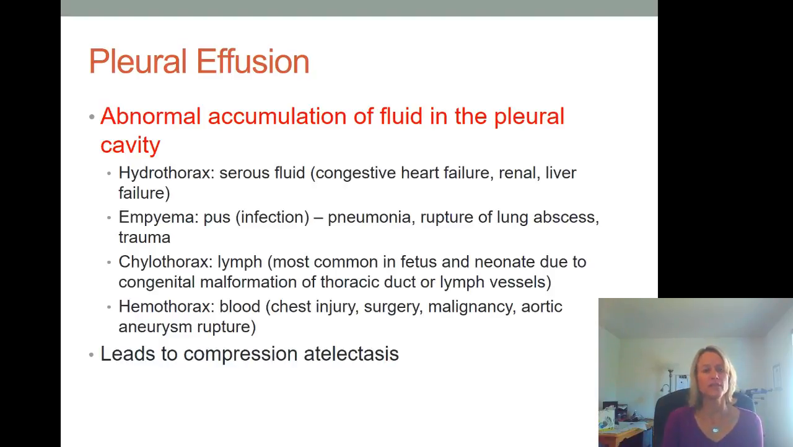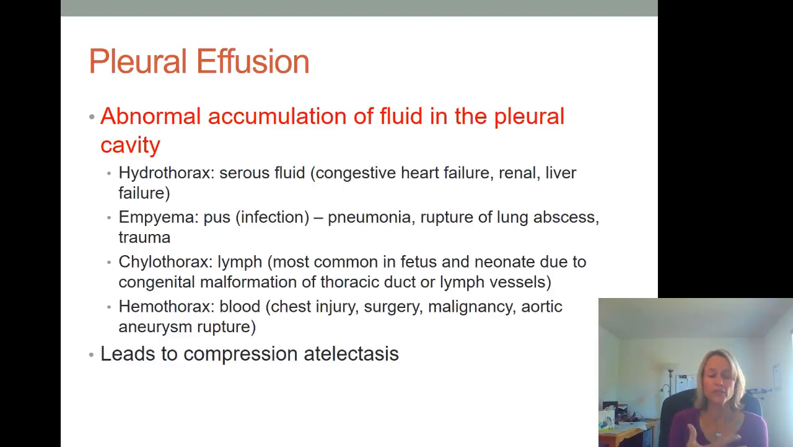Okay, pleural effusion is where we have an abnormal accumulation of fluid in the pleural cavity. And there can be different types of fluid. We see hydrothorax, where we have serous fluid with congestive heart failure, renal or liver failure, where we just have excess fluid and edema throughout the body, but we can also have it in the pleural cavity. We can have pus due to infection, like with pneumonia, or trauma.